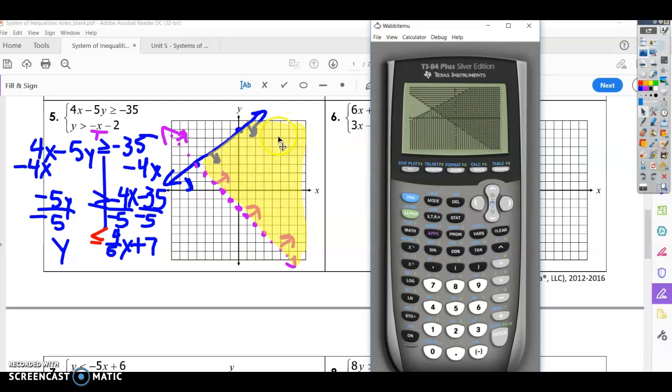So the solution set is all the ones in yellow. So everything below the blue line is a solution for that inequality. Everything above the purple line is a solution for that inequality. But a solution that meets both of them, or is a solution for the system, is the part that's in the shaded region.